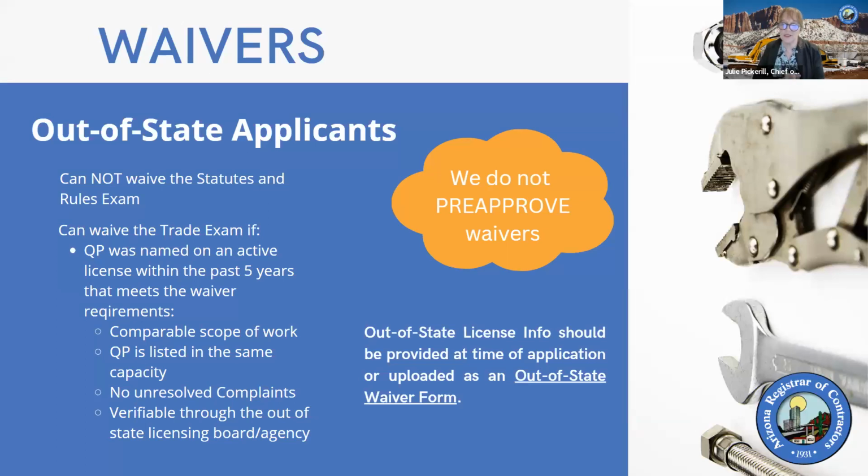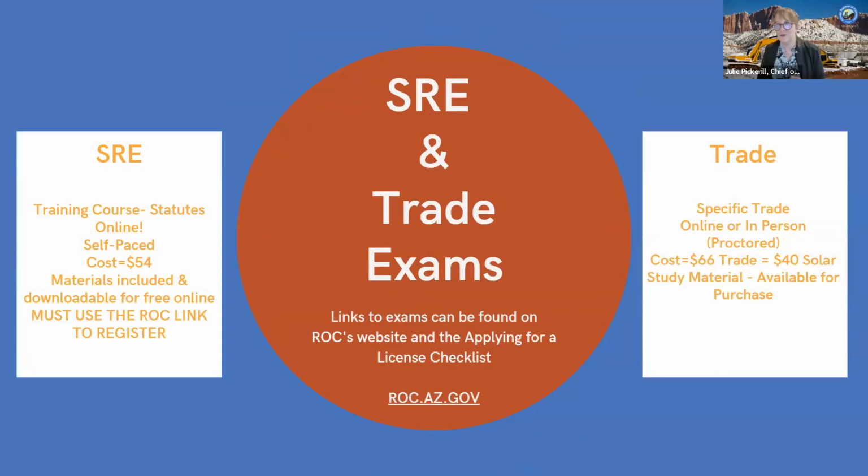So the main things are listed below. It has to be a comparable scope of work that you did in the other state that you want to apply for here. It has to be the same QP that's listed in the other state on the application that you apply for here. There need to be no unresolved complaints, and we need to be able to verify this with the other state agency. So we have to be able to look on the other state's website or call them and get that information. And again, it needs to be within the last 5 years. And again, we don't pre-approve those, so that's a big thing.